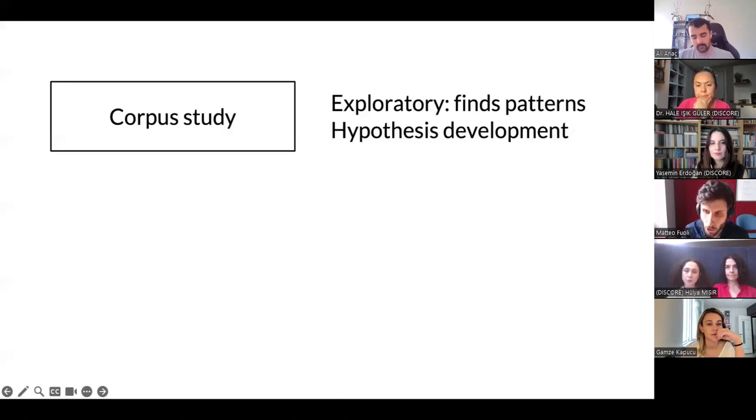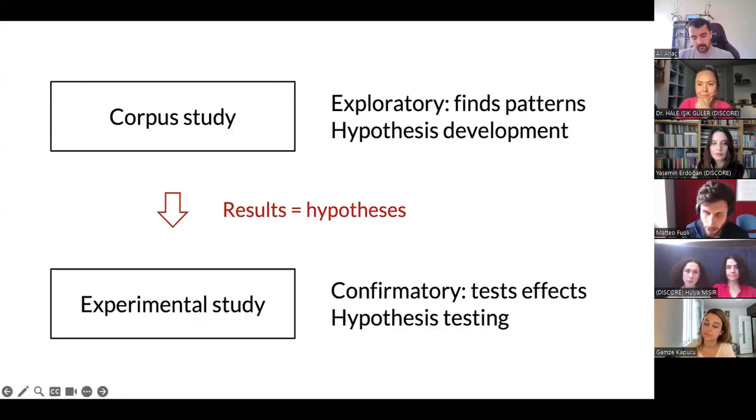Crucially, the results of the corpus study are then treated as hypotheses, which we then test in a follow-up experimental study. The experimental study is confirmatory. We're not interested in describing patterns of language use anymore, but in testing the effects of linguistic choices.